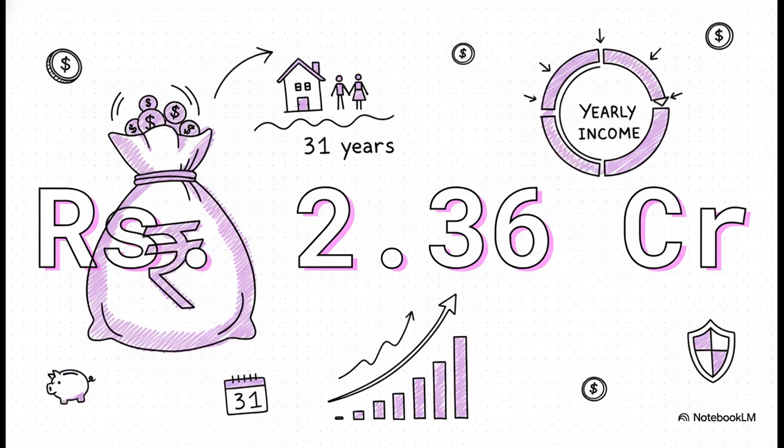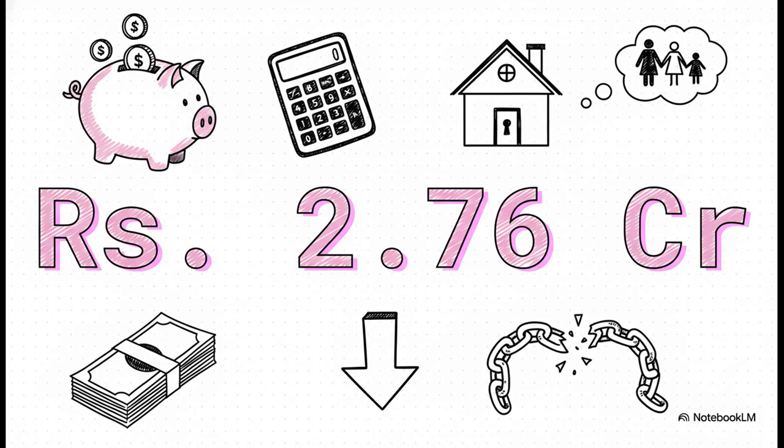Okay, so that's the yearly number. Step 2 is figuring out the total pot of money, the corpus they'd need to generate that income stream. And not just for 1 year, but for the next 31 years. Once you factor in things like inflation and potential investment returns, the number they'd need is about 2.36 crores. But wait, we're not done yet.